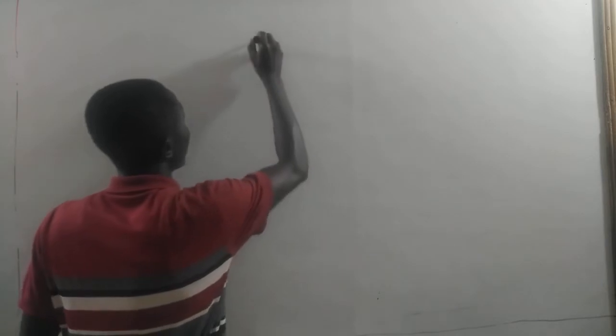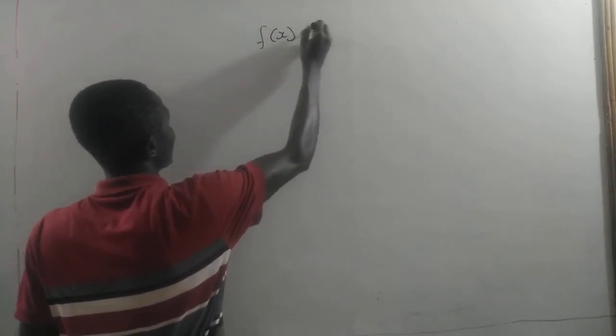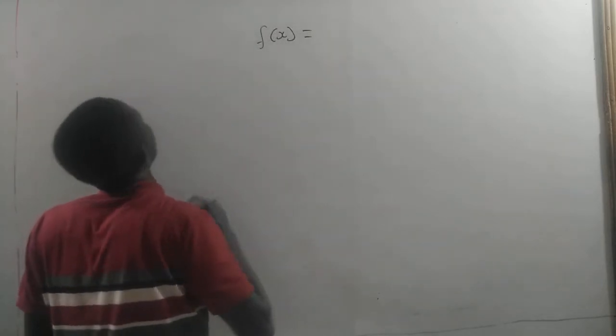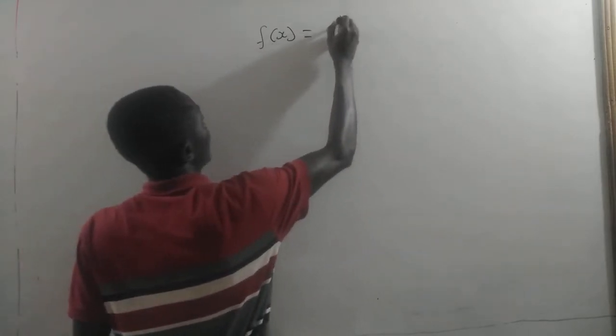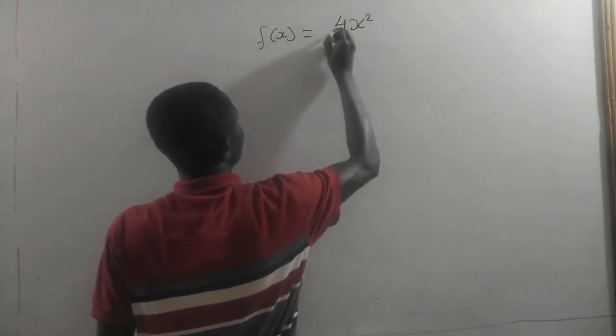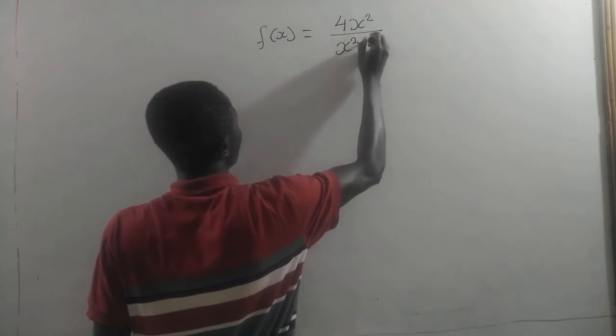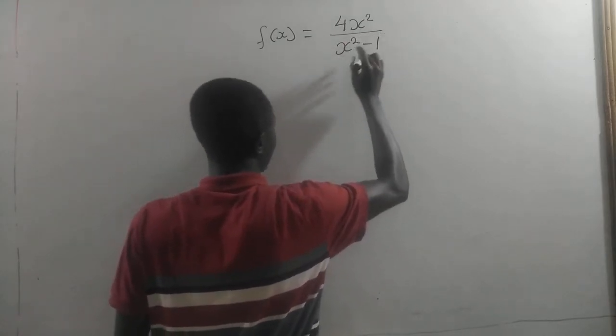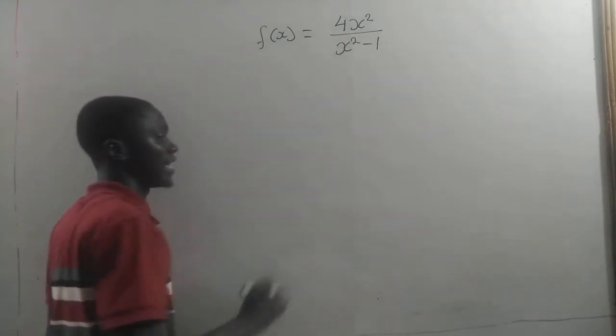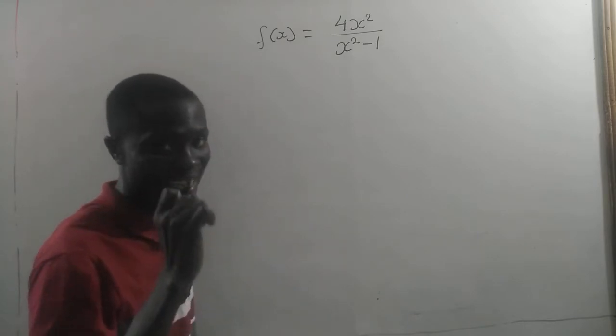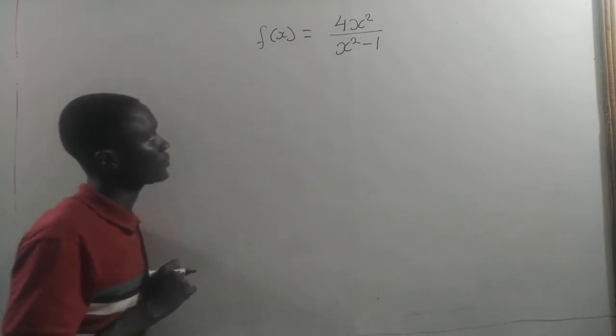So now let's go through this lesson. Let's take f of x equal to 4x squared divided by x squared minus 1. And then let us discuss the end behavior of this rational function.